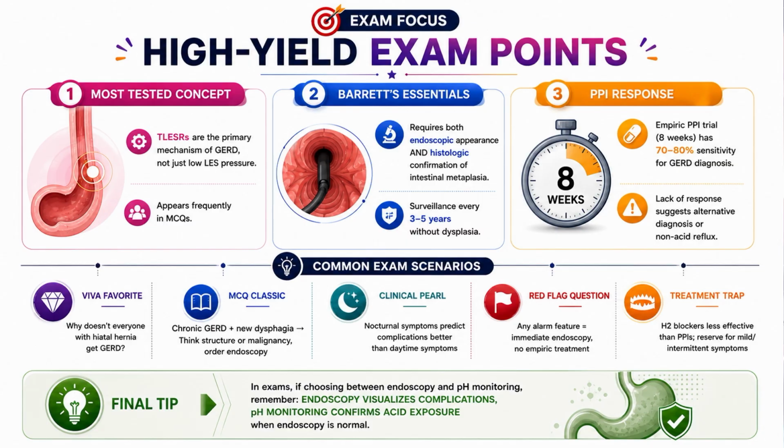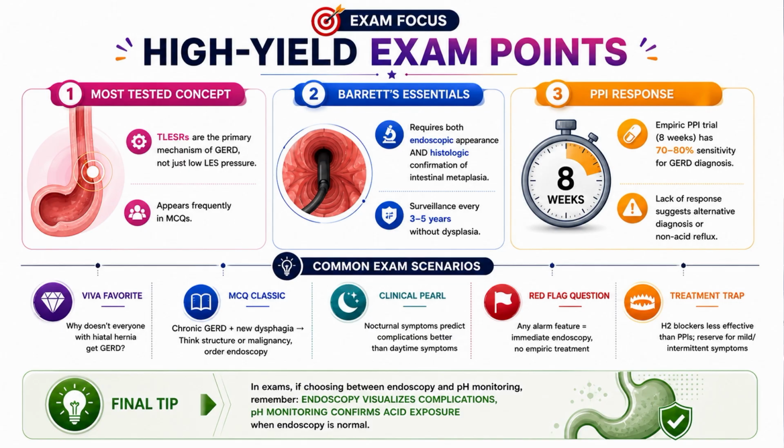Finally, let's quickly revise the high yield points. Number 1, transient LES relaxations or TLESRs are the primary mechanism of GERD and not simply low LES pressure. Number 2, Barrett's esophagus requires endoscopic evidence and histological confirmation of intestinal metaplasia. This is very important for MCQs. Number 3, an empirical PPI trial for 8 weeks has a good sensitivity for GERD diagnosis. If symptoms don't improve, think of an alternative diagnosis or non-acid reflux.